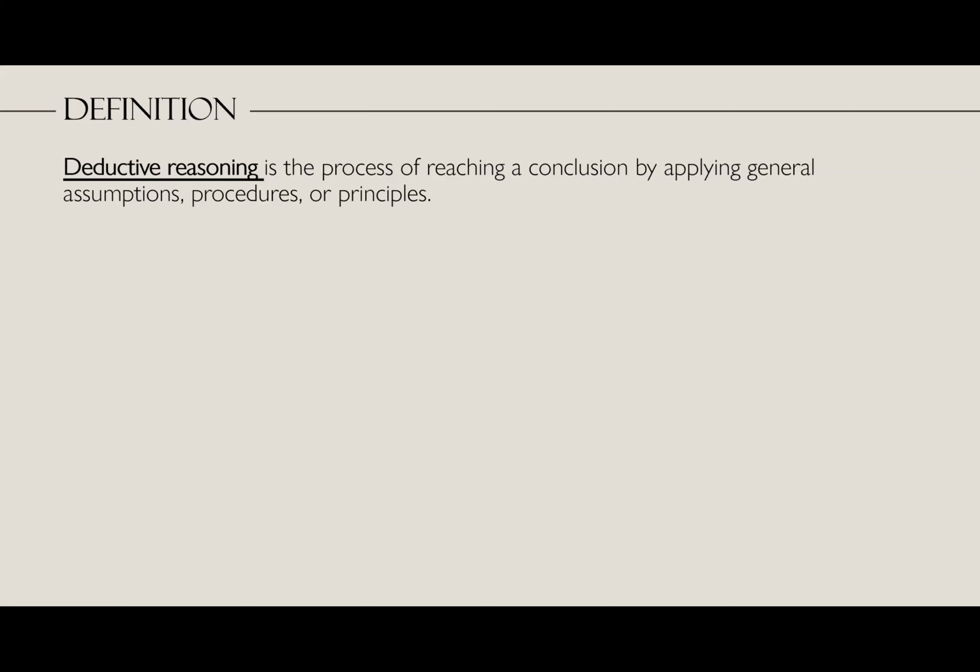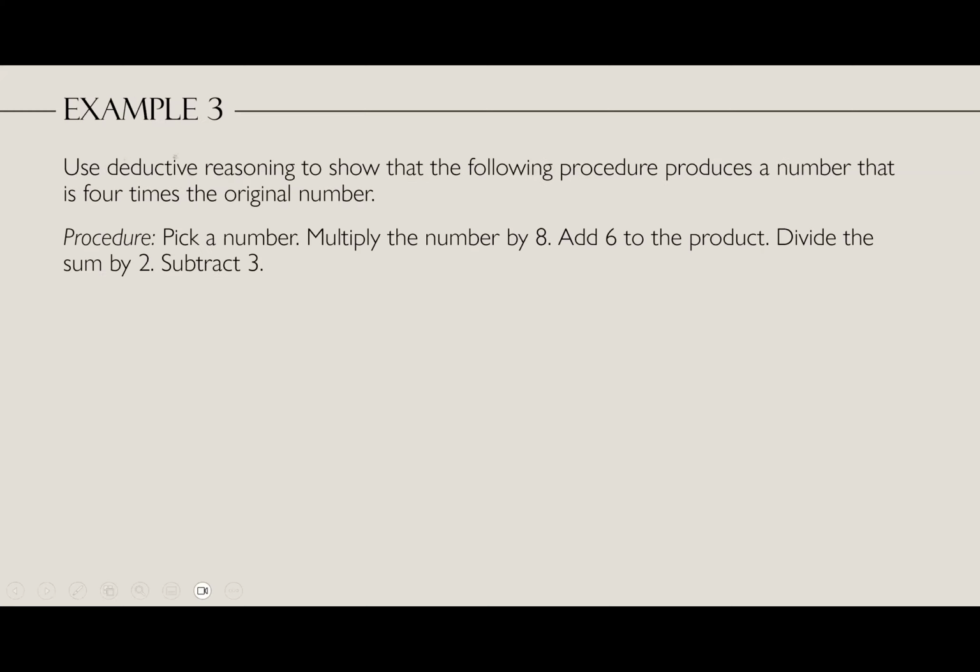So let's jump into example 3. Let's use our deductive reasoning skills to show that the following procedure always produces a number that's 4 times the original. So here I have the procedure. Pick a number, multiply that number by 8, add 6 to the product, divide by 2, and then finish off by subtracting 3. You might be noticing something. This is actually the exact same process that I had in the previous example.